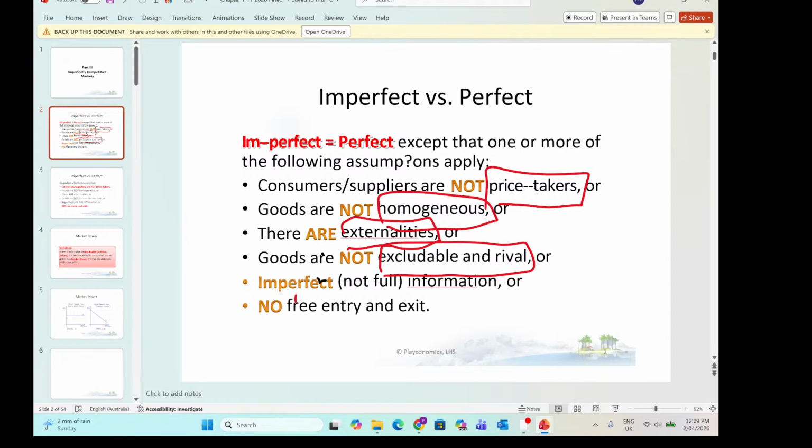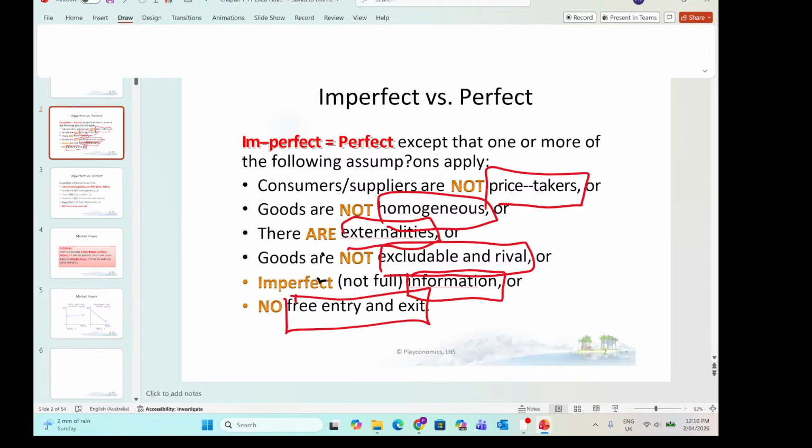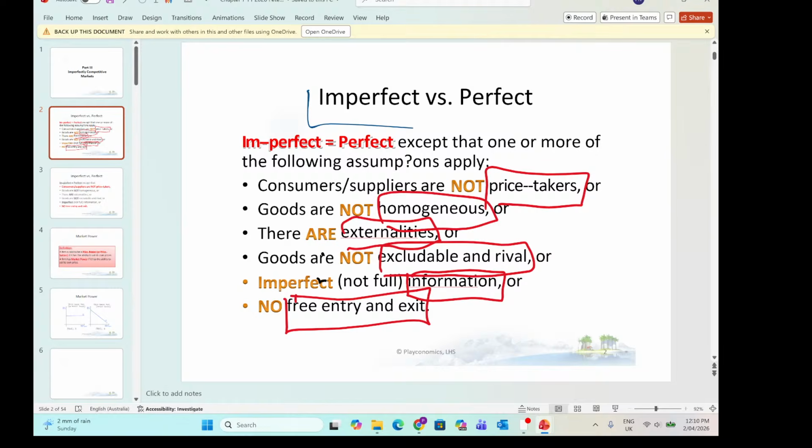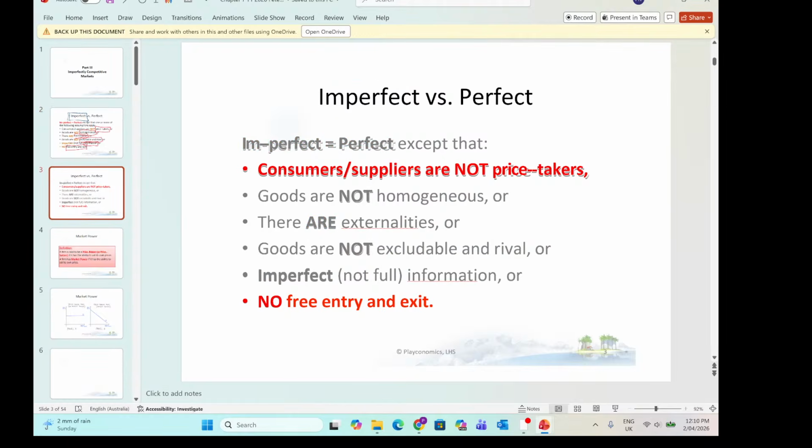We haven't really looked at this, but we'll do this when we get to chapter 10. We imagine that there's full information, perfect information, so everyone knows what the price is, everyone knows what the profit level is, everyone is fully informed about the market, and we assume that there is free entry and exit. Those are our assumptions for perfect competition. But then when we get to imperfect competition, which is what we're looking at in the next 4 chapters, we see that certain of our assumptions no longer hold.